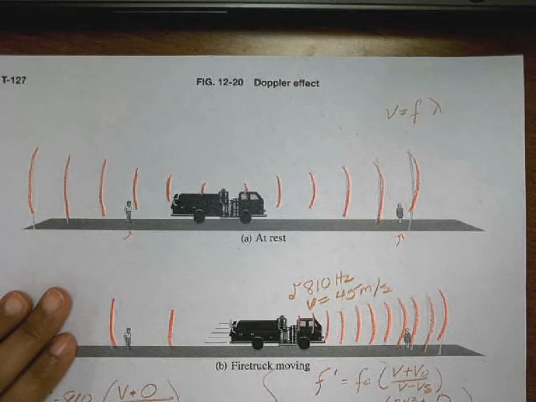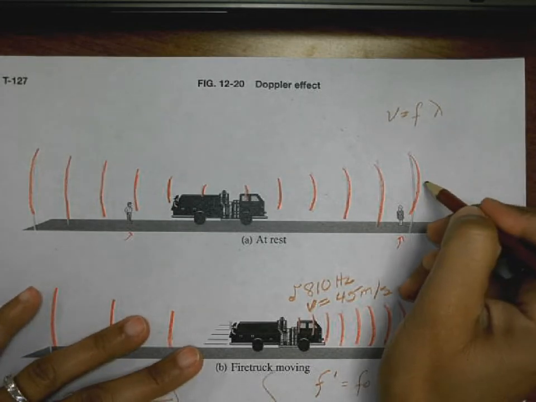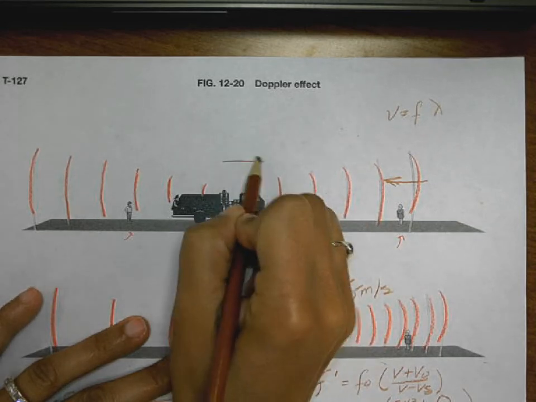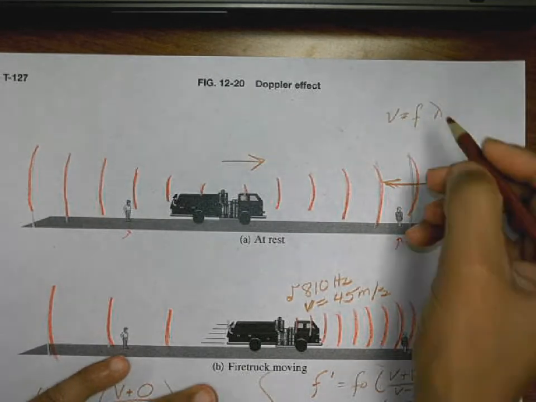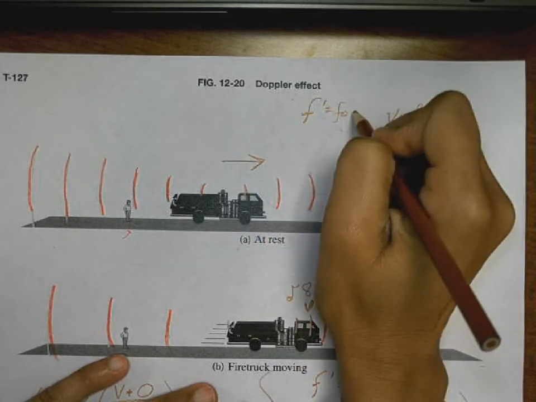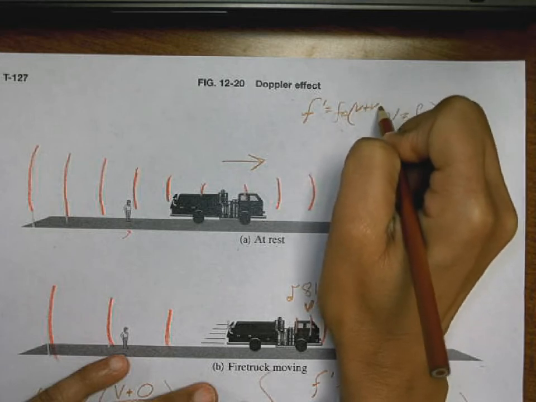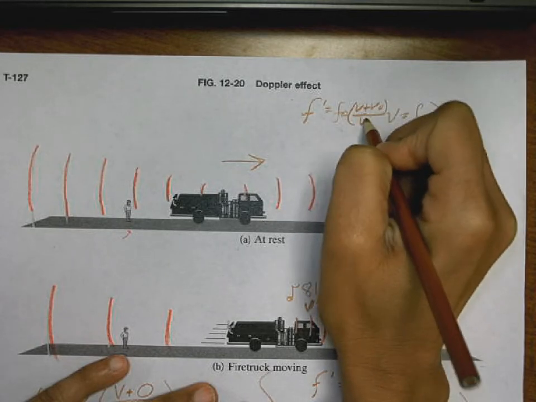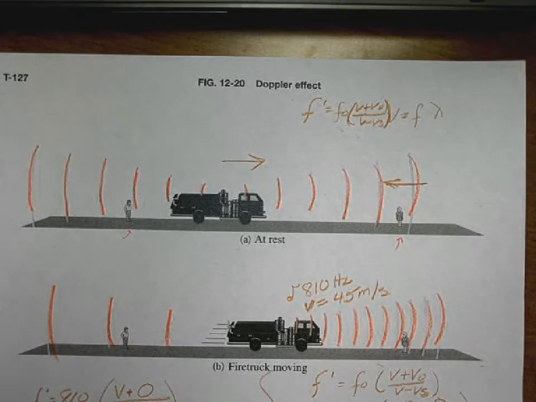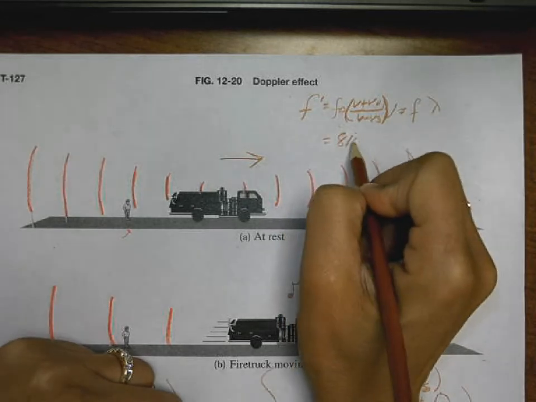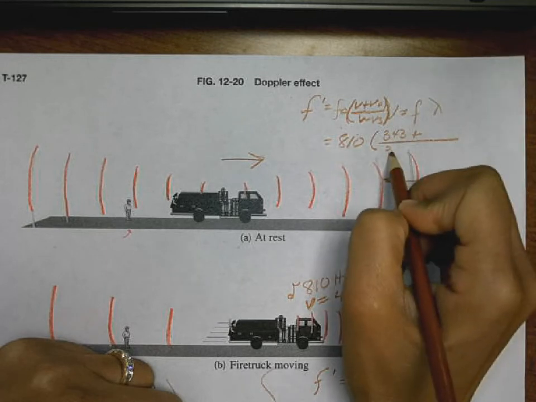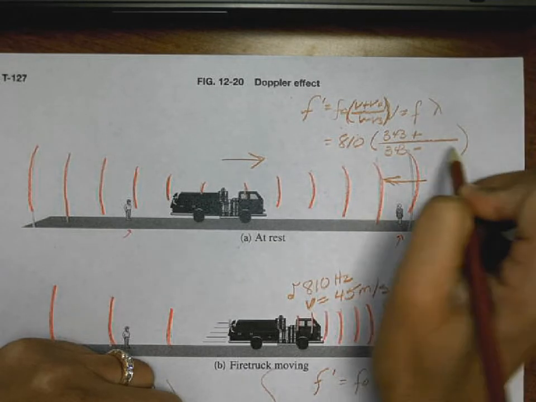Well, let's try this one up here. Let's assume she's moving this way towards the fire truck, and the fire truck is moving that way towards her. So I'll use my equation. F prime is F naught. I'll squeeze this in. V plus VO over V minus VS. Sorry, so floppy, but I'm doing this on the fly. So I have 810, 343 plus, and then I'll put my 343 minus down here.